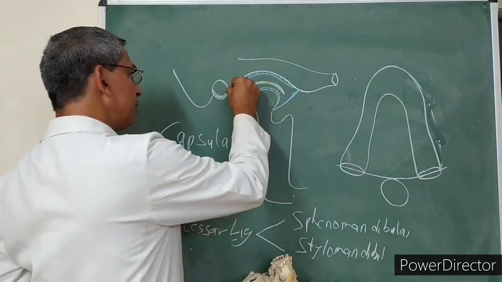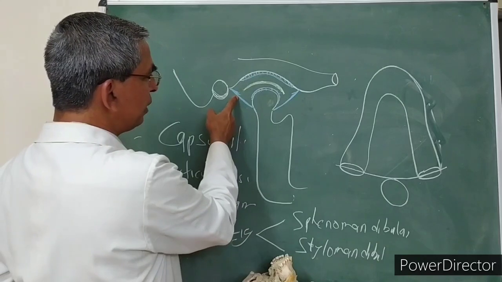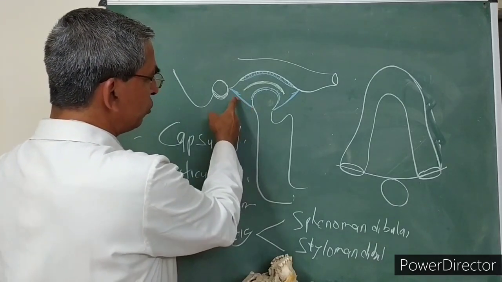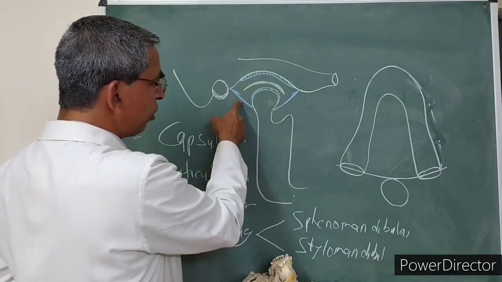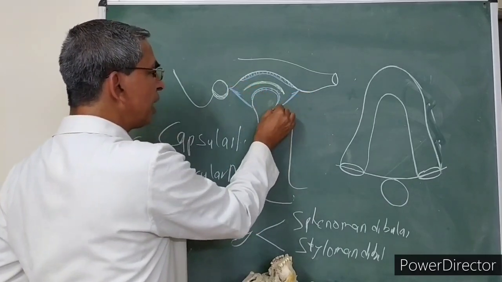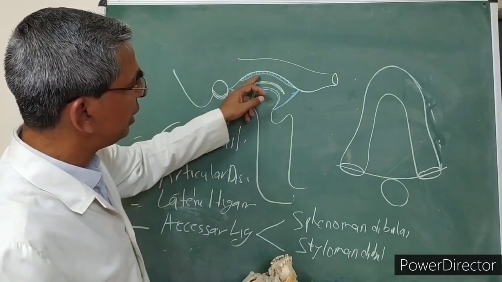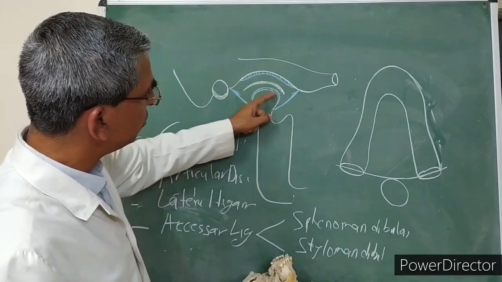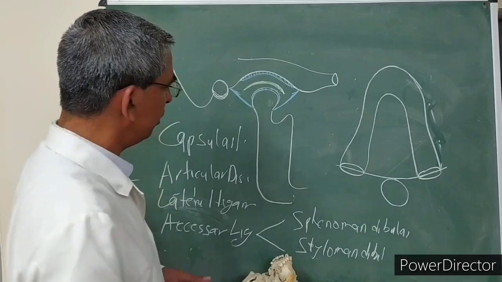Now this capsule is thin in the upper part and taut in the lower part. So the upper part is thin or loose, and the lower part is taut or thick. The inner side of the capsule is lined by the synovial membrane, which covers the whole of the joint except the articulating surface. So this is the capsule.